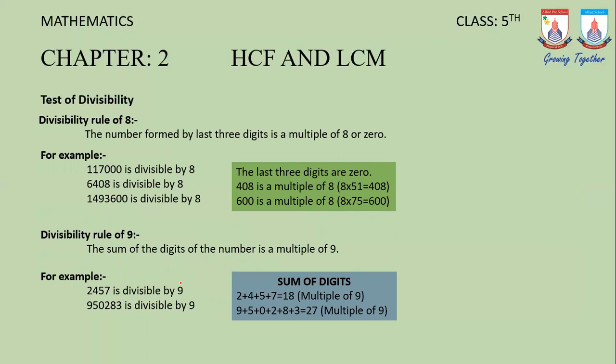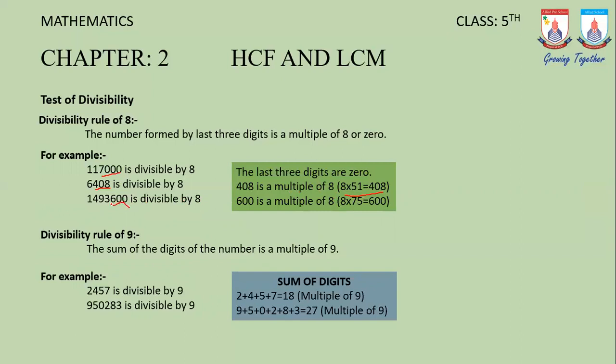The divisibility rule of 8 is similar to the divisibility rule of 4. In the divisibility rule of 4, we check the last two digits. In the divisibility rule of 8, we check the last three digits. The number formed by the last three digits should be a multiple of 8 or 0. For example, this number is divisible by 8 because the last three digits are 0. This number is divisible by 8 because the last three digits are a multiple of 8. If we multiply 8 with 51, we get 408.